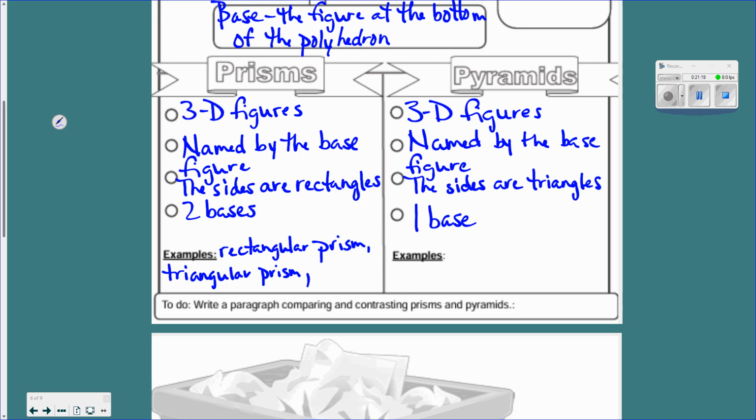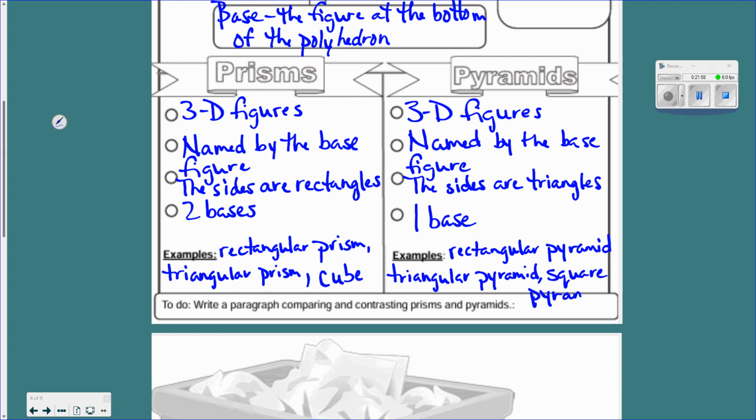Okay? On our pyramids, we kind of have the same thing. I can have a rectangular pyramid. This means that my base shape is a rectangle and all the sides are coming up. I can have a triangular pyramid. In that case, all of the faces are going to be triangles. And you also have a square pyramid. So that's one of the most common. Those are just a few different examples of the types of prisms and pyramids that we can have.